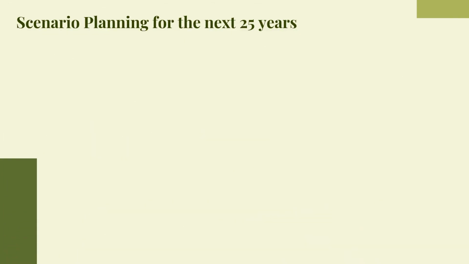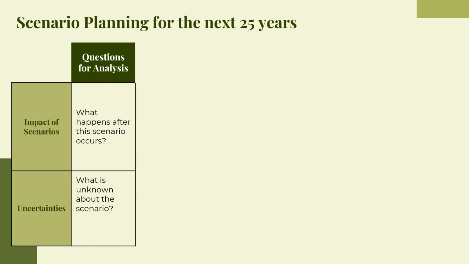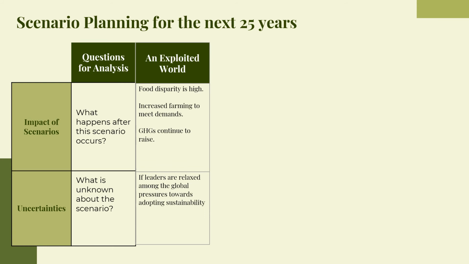Scenario planning for the next 25 years. What happens after each scenario and what is unknown about the scenarios? Scenario 1, an exploited world. Here the population growth is exceedingly high and there are lax government environmental laws. What happens after this scenario is that food disparity is high, there's increased farming to meet the demands and greenhouse gas emissions continue to rise. What is unknown about this scenario is if leaders are relaxed among global pressures towards adopting sustainability.